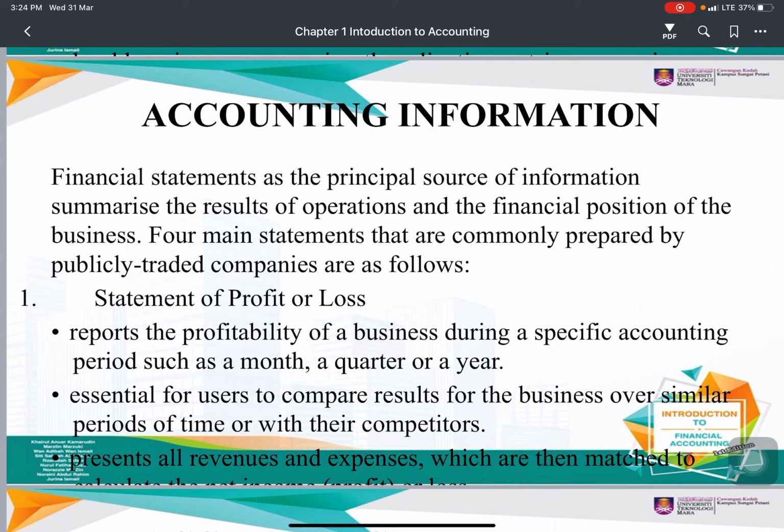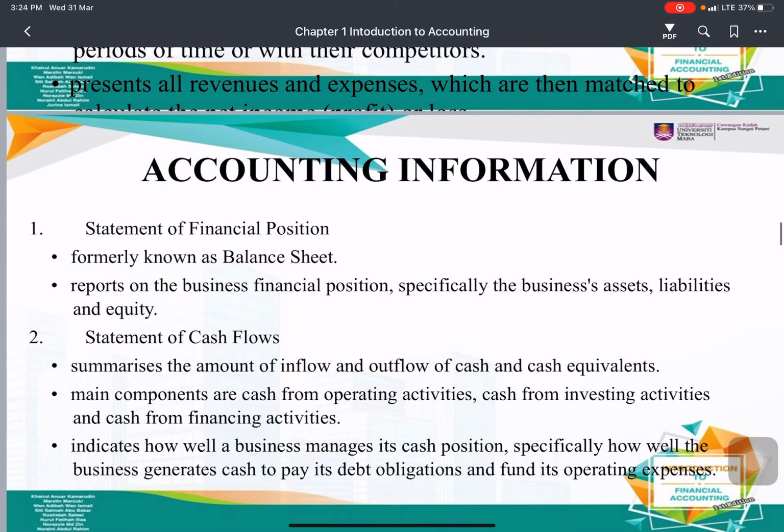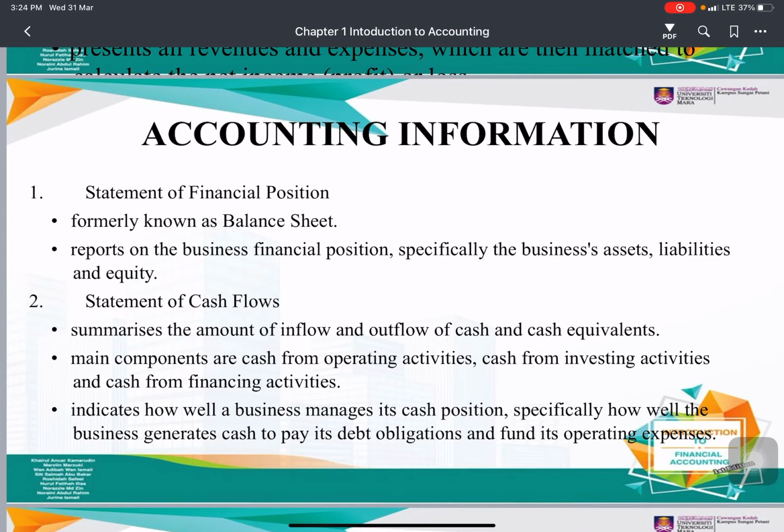As we know, if we do accounting, we would like to know what the profit of the company is. Is the company making a profit, or is the company making a loss, right? This is during a period, for example, every month or every year. So the next one is the statement of financial position. Okay, formerly known as a balance sheet.